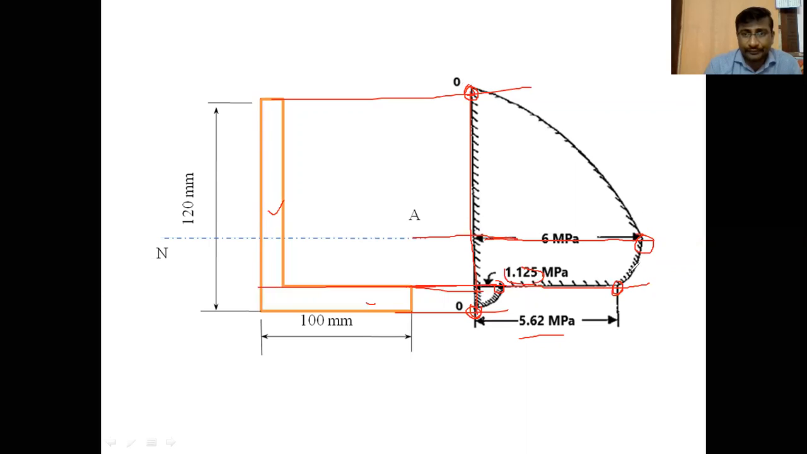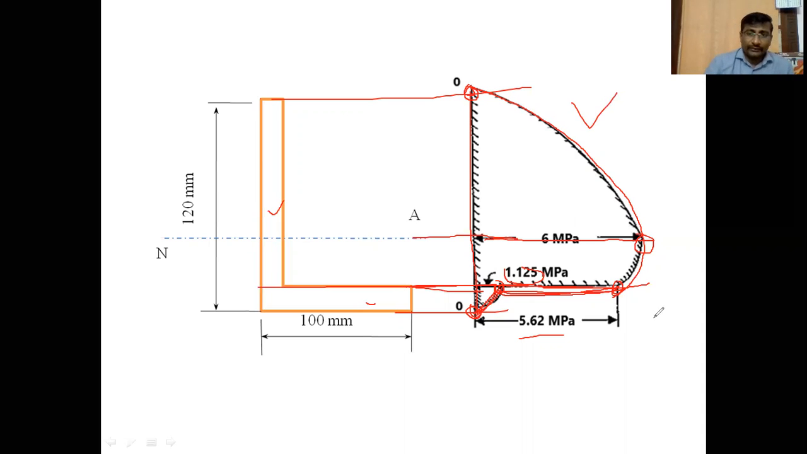After locating these points, join them with a parabolic curve, because shear stress varies parabolically across rectangular sections. So join 0 and 6 with a parabolic curve, then 5.62 with a parabolic curve, and draw a horizontal line at the junction, because the shear stress suddenly decreases from the vertical member to the horizontal member at the same location, from 5.62 to 1.125. Then join the 1.125 megapascals point with 0 by a parabolic curve again. Like this, you have to draw the stress distribution diagram after completing the problem.